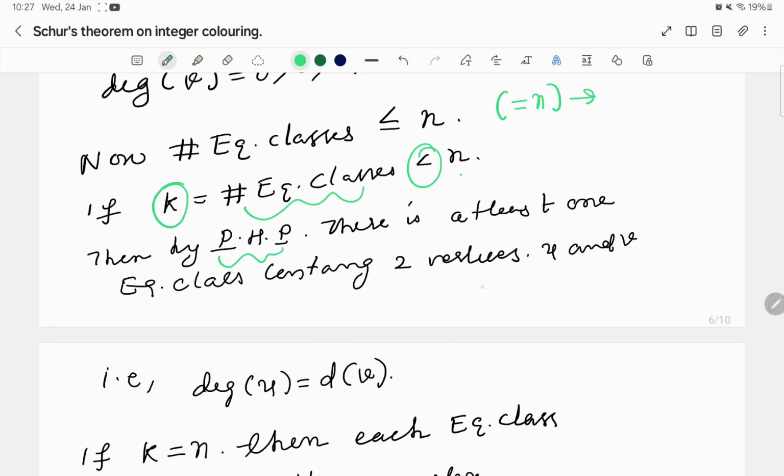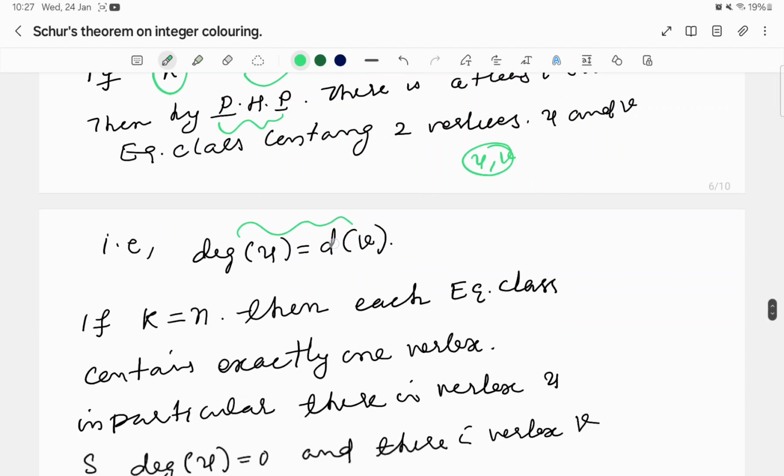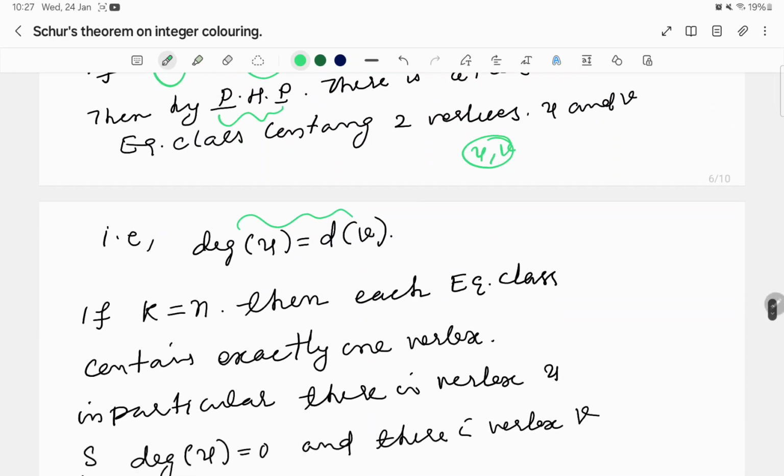Suppose the equivalence class contains u and v, then what is the property? They have the same degree. So that's what we have to prove. Okay, so this is the case when it's strictly less than n. Now suppose the equivalence classes are exactly equal to n, then what actually happens?